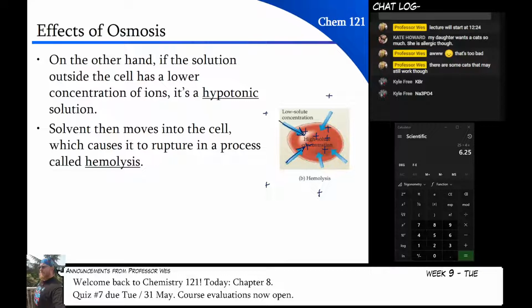In this case, the cell gets too big. It fills with water, it inflates like a little balloon, and then... I don't know if it caught that. Let me try that again. There we go. Yeah, you do not want your cells to go, that's bad. That's very bad. This process is called hemolysis, and hemolysis occurs when you have a hypotonic solution. Hypo meaning too little.